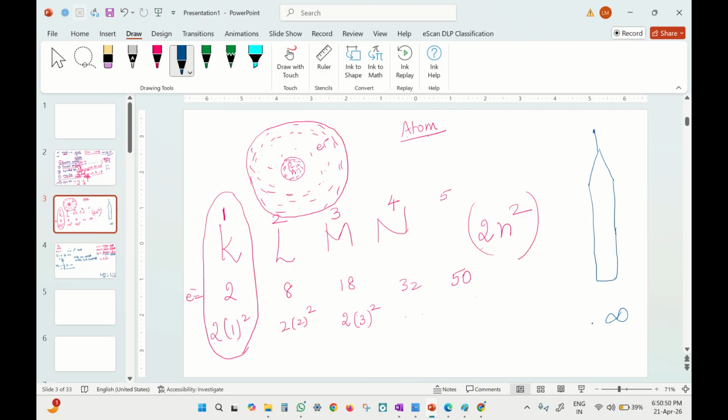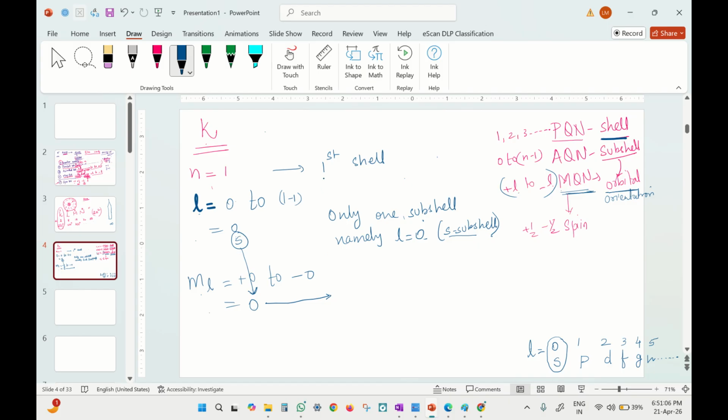But which object will have no change in the orientation? If I take a sphere, is it pointed towards north, south, northeast, southwest, etc.? No. So the only one orientation, remember I told you, the first shell has only one subshell, namely S subshell, whose L value is 0, has only one orientation. So which can have only one orientation? Only a sphere can have one orientation. Is it clear?